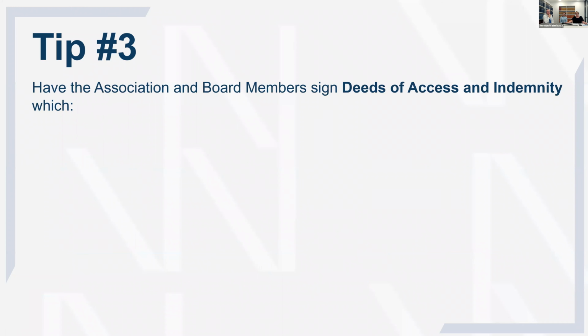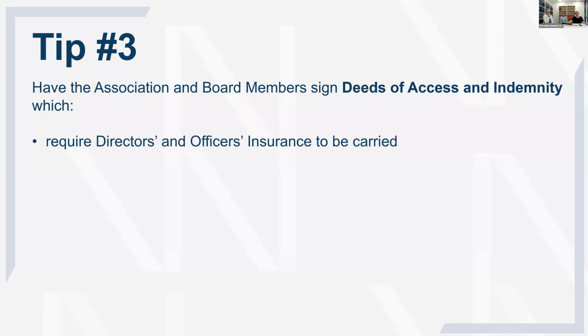The association also should have a deed of access and indemnity between the board or committee members and the association, which should require that directors' and officers' insurance be carried by the association, that indemnifies the board or committee members for any claims which might be brought against them in relation to their position, to the extent that's permitted by law. Obviously, there's a limit to why these indemnities can be given.